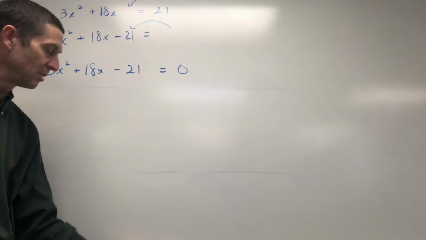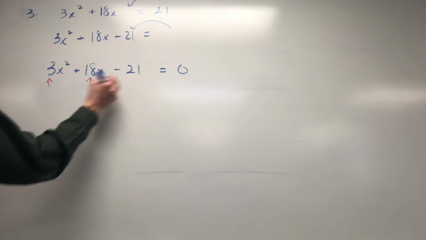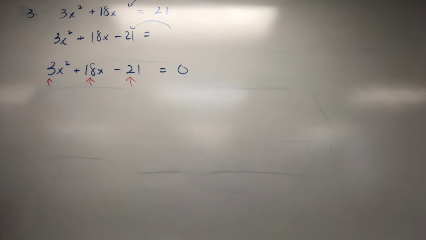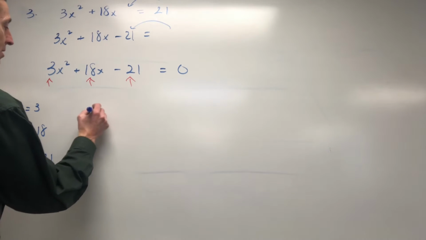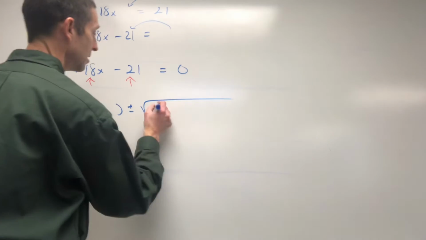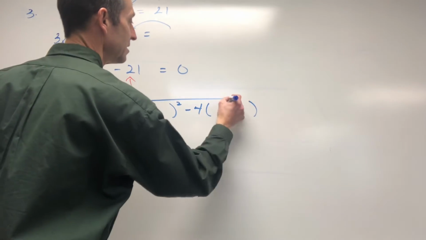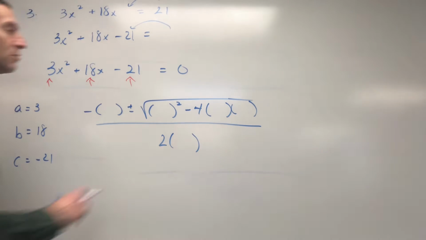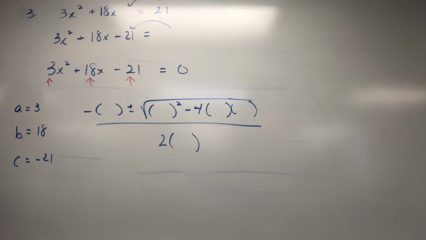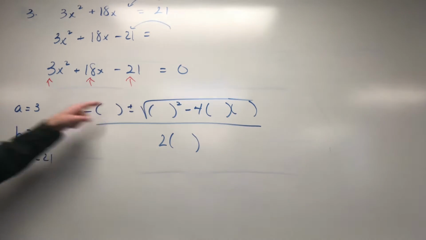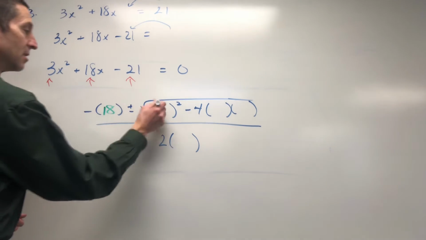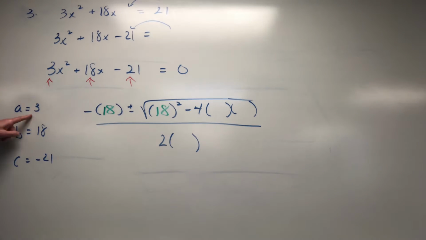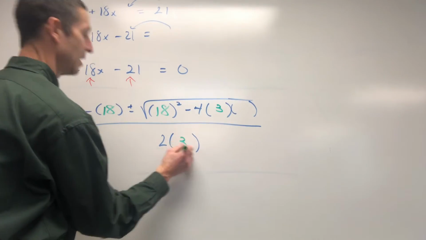Once you have it set equal to 0, then you can pick out your a's, b's, and c's. It's like a is equal to 3, b is 18, c is negative 21. Oh yeah. All right, here we go. So negative b plus or minus the square root of b squared minus 4ac, all over 2a. Again, this is the way I love to do it. I love to get all my spots ready to go, and then I just drop in the values. The first two spots are b's, 18 and 18. A is 3, so you've got an a in that one. You've got an a right there.